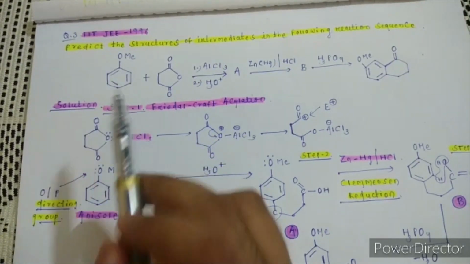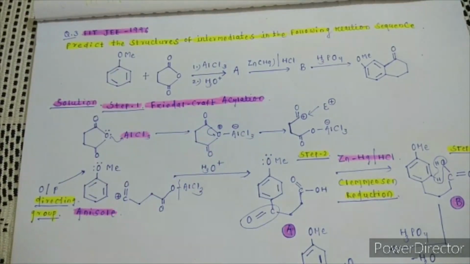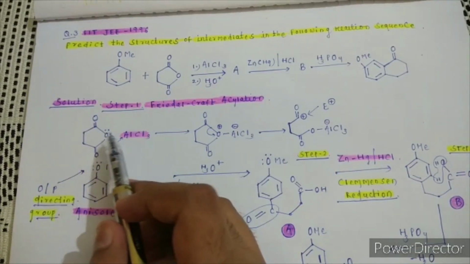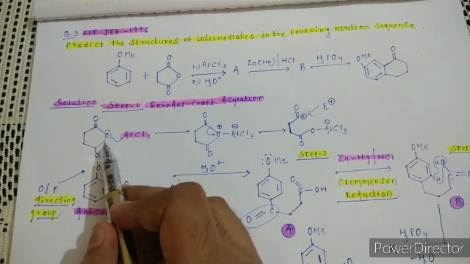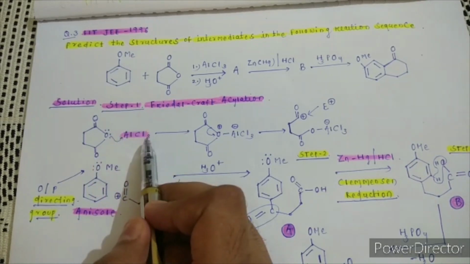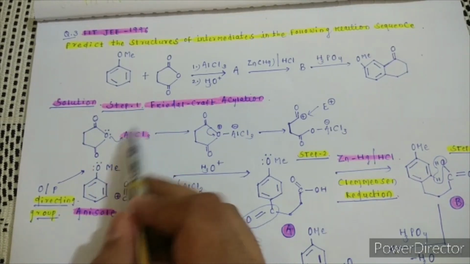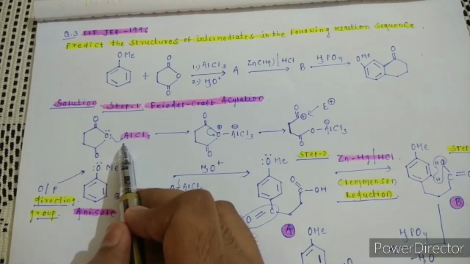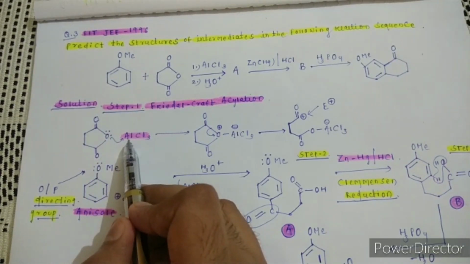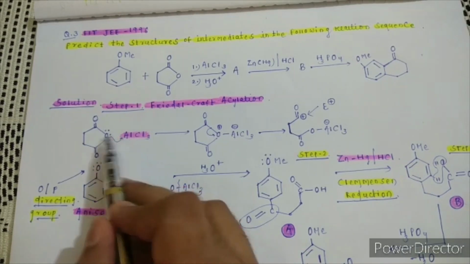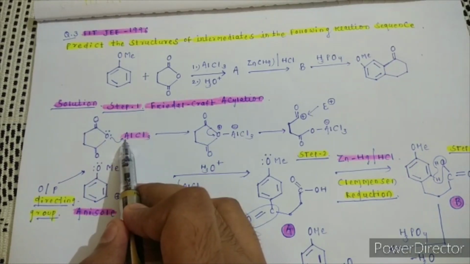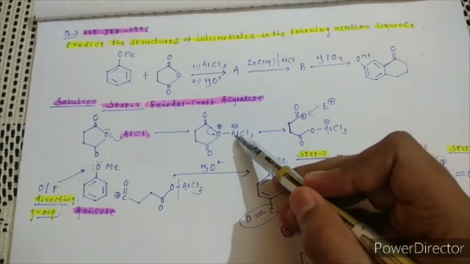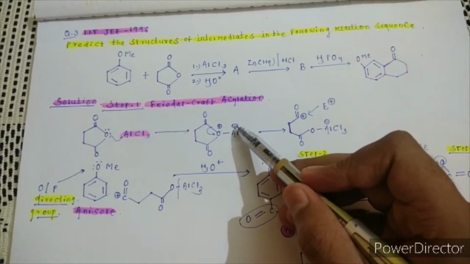Now look at how the electrophile generation takes place. Here we are using a cyclic anhydride compound. Oxygen has a lone pair of electrons, and here it is AlCl3. AlCl3 is a Lewis acid, electron deficient, and the oxygen has a lone pair of electrons, so it will attack AlCl3. Then oxygen utilizes its lone pair, so there will be a positive sign over oxygen, and aluminium will have the negative sign.